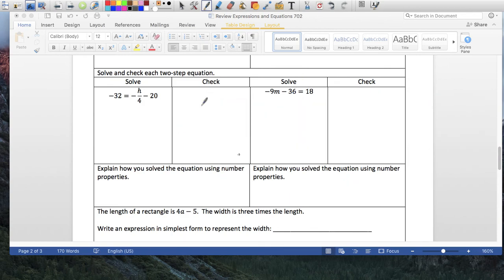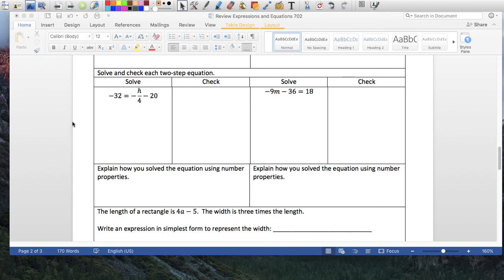Explain how you solve the equation using number properties. Please explain carefully. In this case, I did the inverse operation of -20, which is +20, so I added +20 on both sides. Then I got -32 plus 20 is -12, and over here, the -20 and the +20 became 0, so they left, and I was left with -h over 4. Then I did the inverse operation of dividing by -4, which is multiplying by -4 on both sides. And that's how I got my answer.